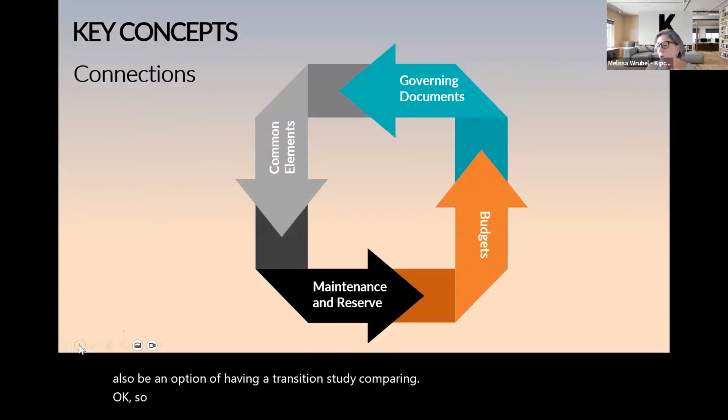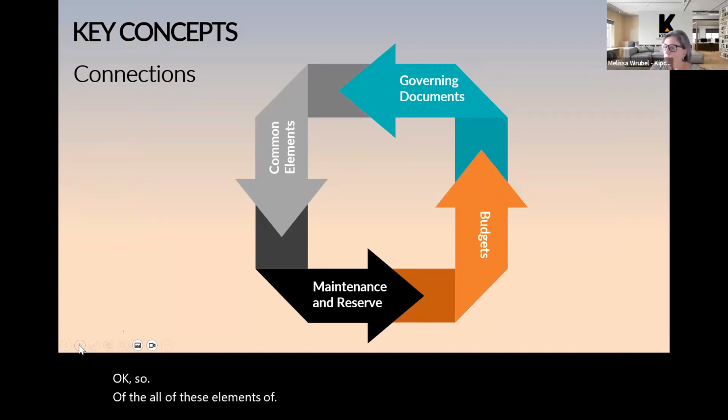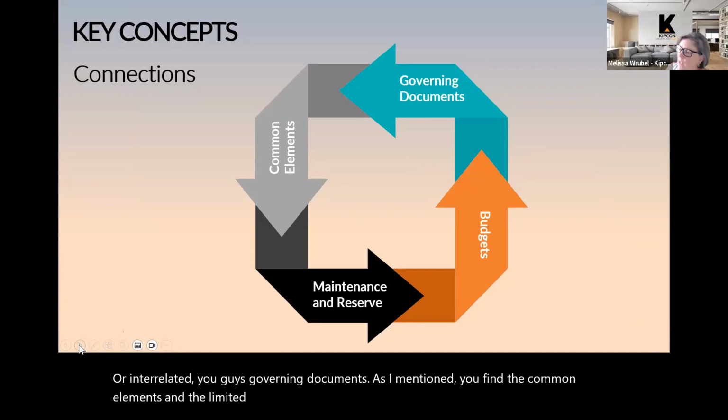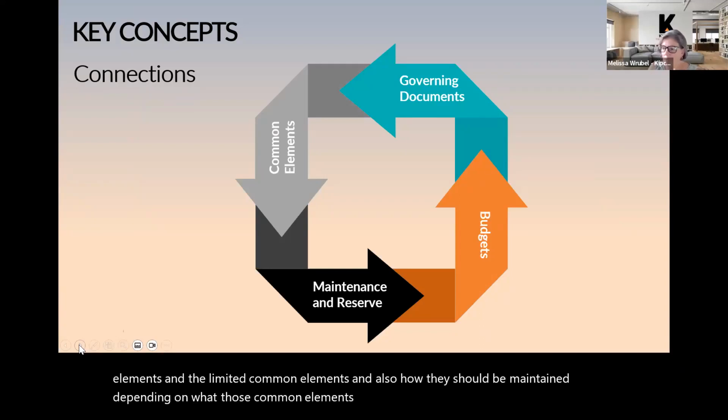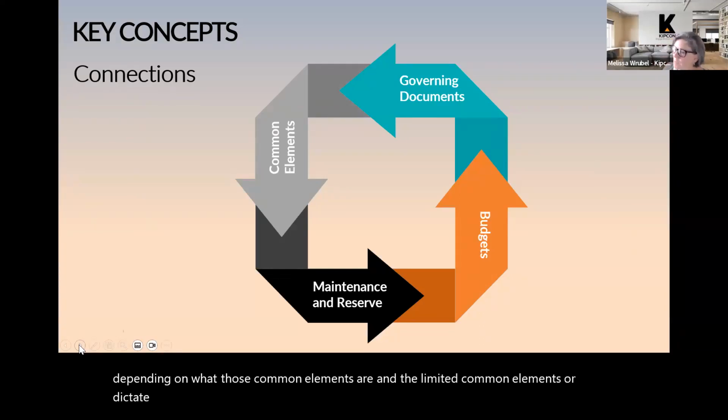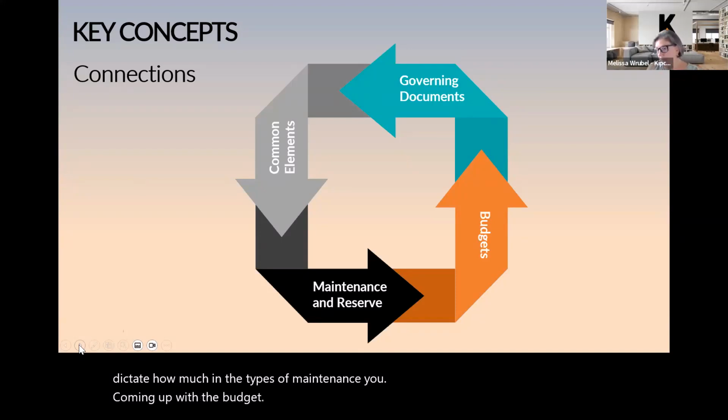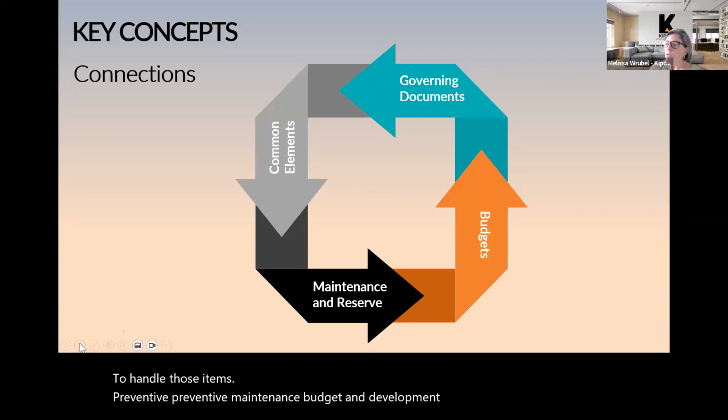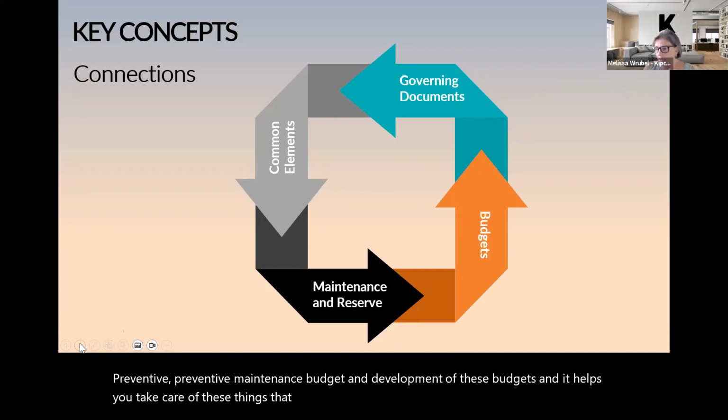Okay, so all of these elements are interrelated. You've got your governing documents, as I mentioned, define the common elements and the limited common elements, and also how they should be maintained. Depending on what those common elements and limited common elements are would dictate how much and the types of maintenance you would need and what needs to be reserved for, and coming up with a budget to handle those items in the form of a reserve study or a preventive maintenance budget. And you develop these budgets, and it helps you take care of these things that are defined by your governing documents.